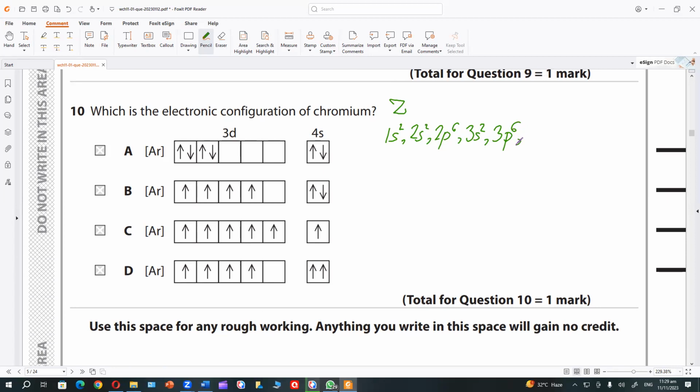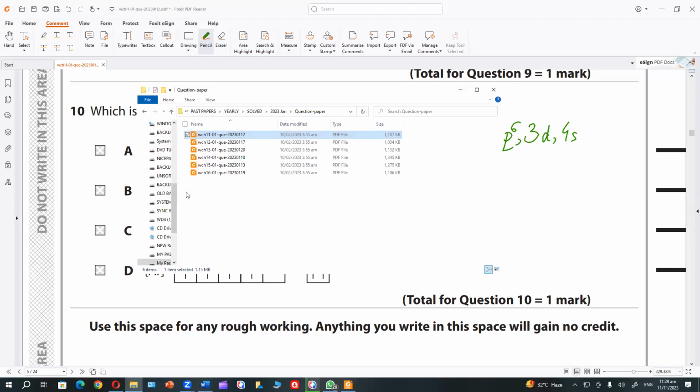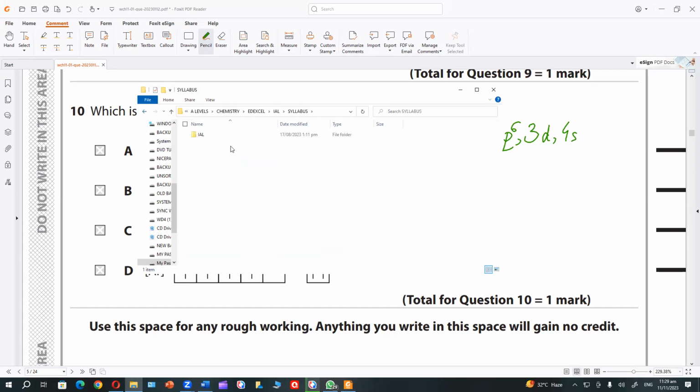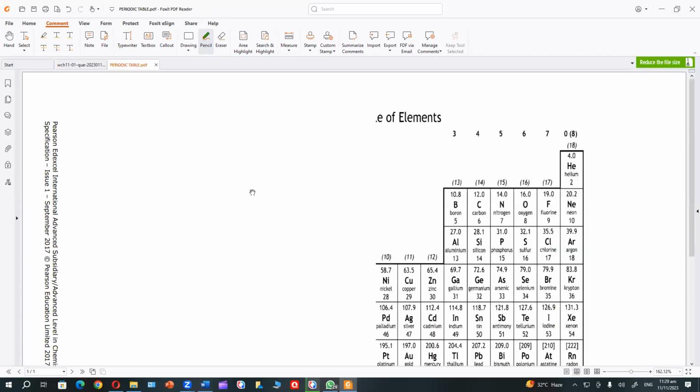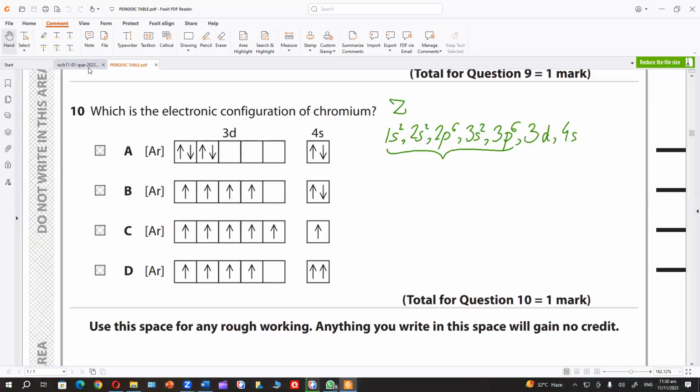Chromium's atomic number is 24, which means it will be Ar plus 6. Right, thereafter vanadium. So I think the answer is C. Wait, 18 is there. So how many do I put till 3p6? You should remember that 18 is the argon core. Then 24 minus 18 is 6. So 2 comes here and 4 come here. Yes, now I have this picture.